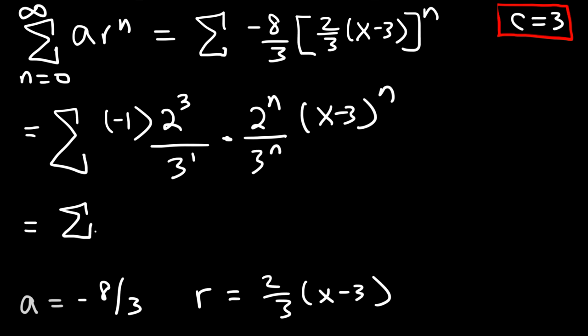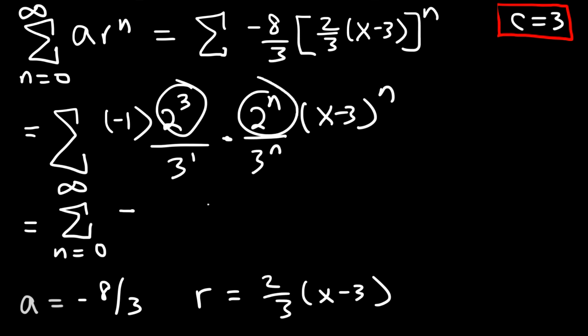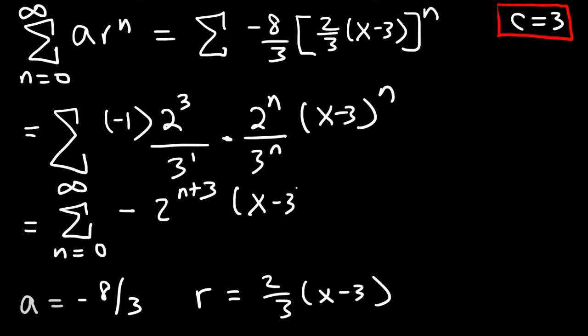So we can write the final answer from 0 to infinity, and then negative, here we have 2 to the 3rd times 2 to the n, so we're going to add 3 and n, and just write that as n plus 3, times x minus 3 to the n, divided by, and here we have 1 plus n, or n plus 1. So it's divided by 3 to the n plus 1.